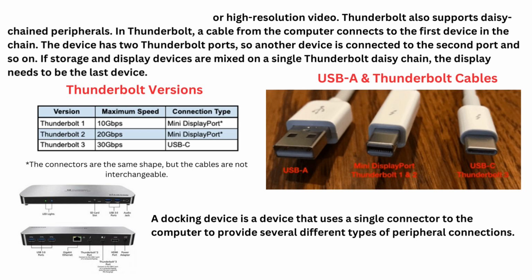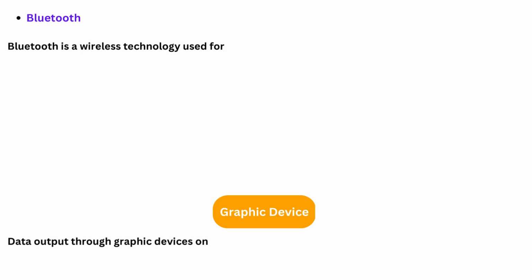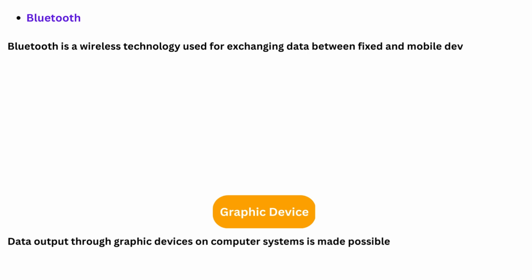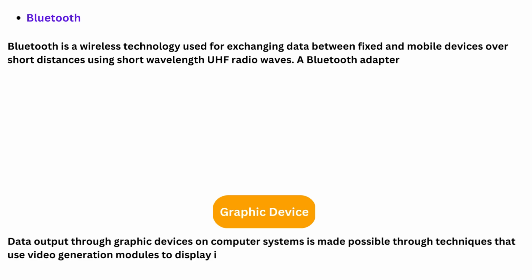Bluetooth. Bluetooth is a wireless technology used for exchanging data between fixed and mobile devices over short distances using short wavelength UHF radio waves. A Bluetooth adapter can be plugged into a USB 2.0 or faster port to add Bluetooth support to a laptop or desktop computer as needed.